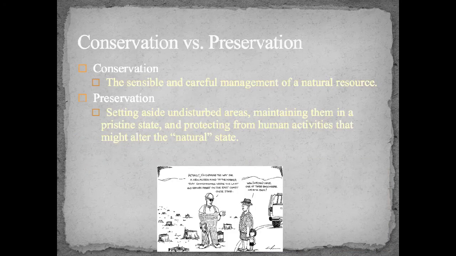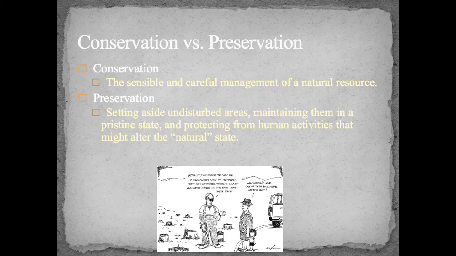In environmental science, you're going to hear these two words very often: conservation and preservation. What's the difference? Well, conservation is where you carefully manage natural resources, meaning you're using them, but you make sure that you don't overuse them.